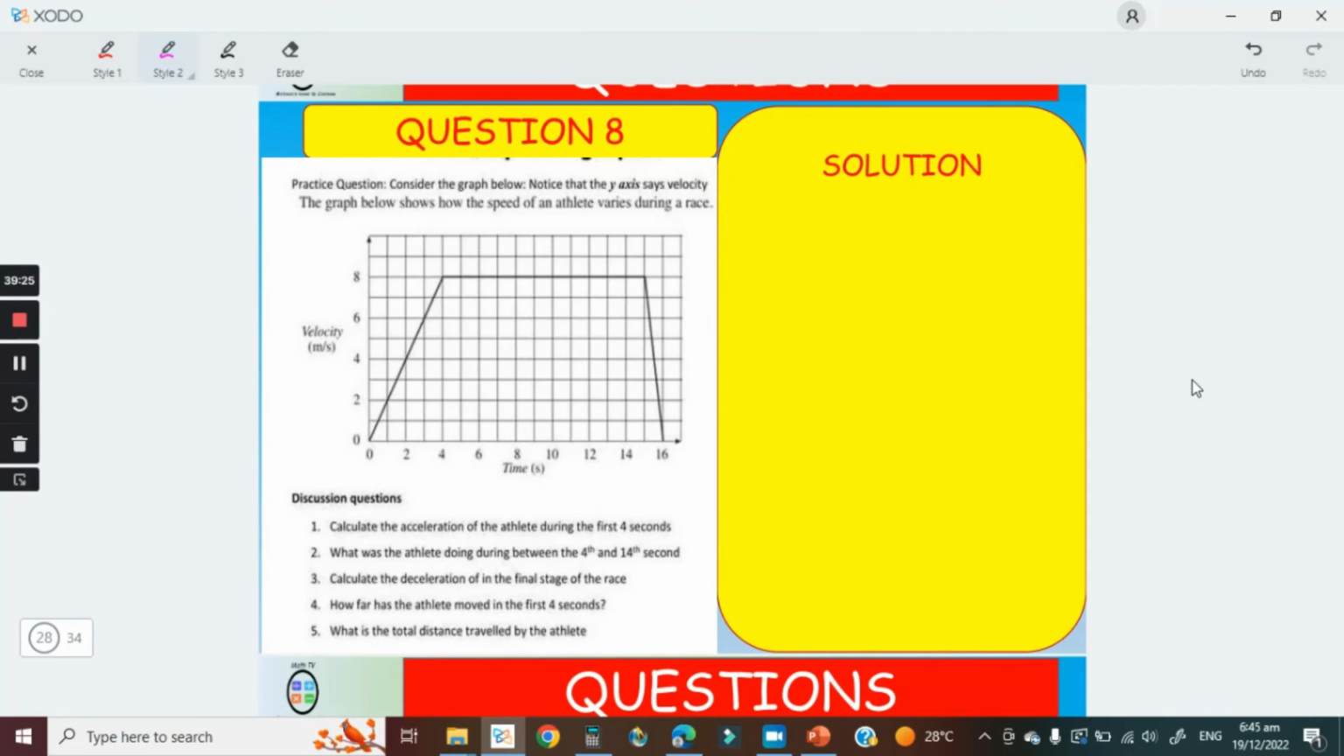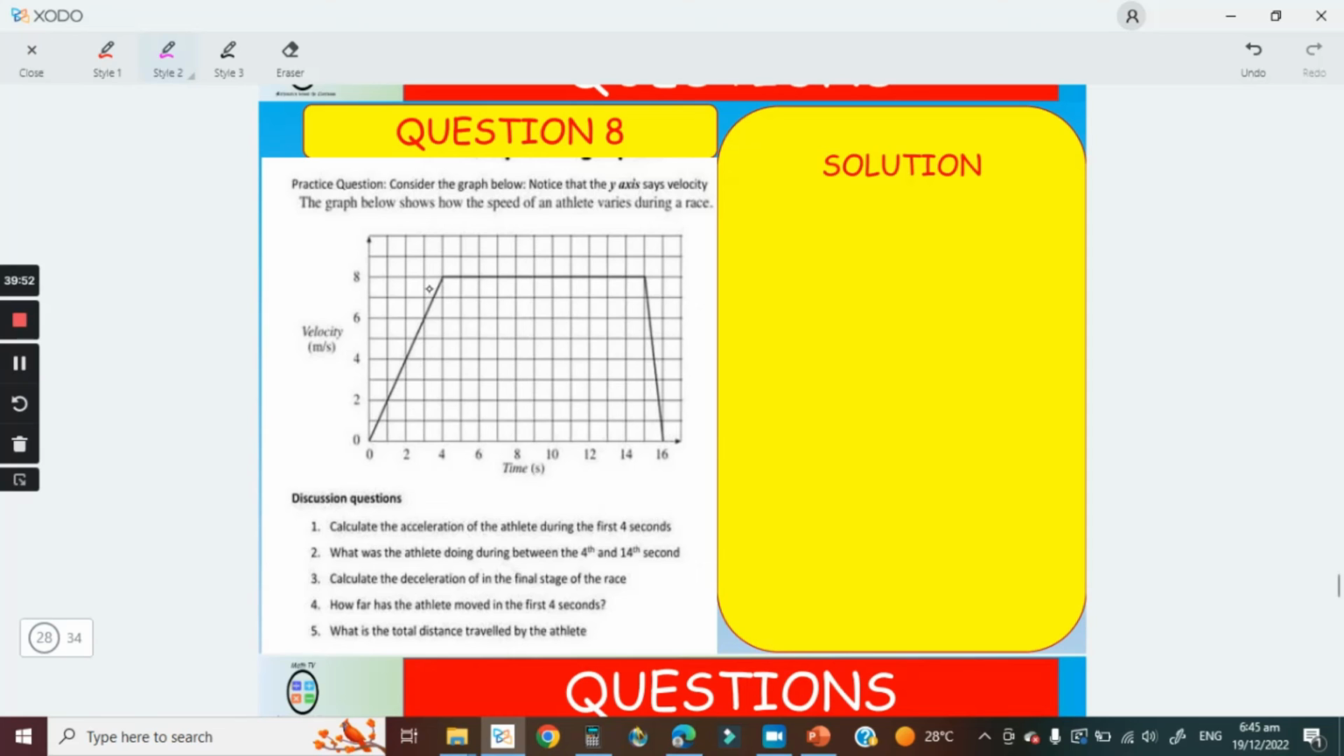Now we need to move on to velocity time graph. This is equally important, or even more important. Oftentimes, this is the one that you get tested on. Notice it says, consider the graph below. The y-axis says velocity and the x-axis is time, and it's dealing with an athlete during a race. It says calculate the acceleration during the first 4 seconds.